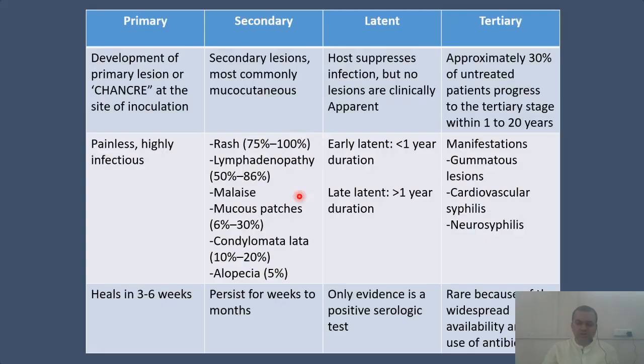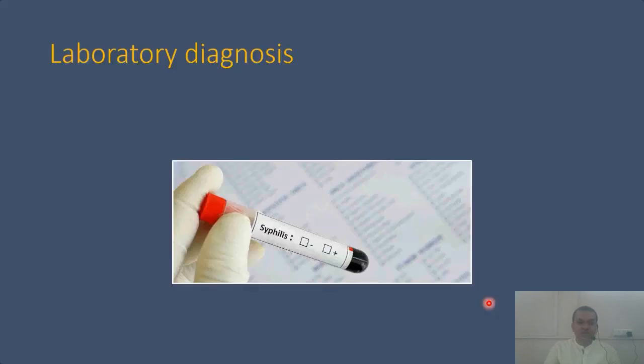So this is the final chart showing the primary, secondary, latent and tertiary features: how they progress, what the clinical symptoms are, how much time it takes, and what the evidence is. The healed primary lesion, that is the chancre, will heal in 3 to 6 weeks. Secondary will also heal, but it takes more time, weeks to months. In the latent phase, there are no clinical features, only the evidence is a positive serological test. Tertiary is a rare but widespread disease, and use of antibiotics is very important in such cases.